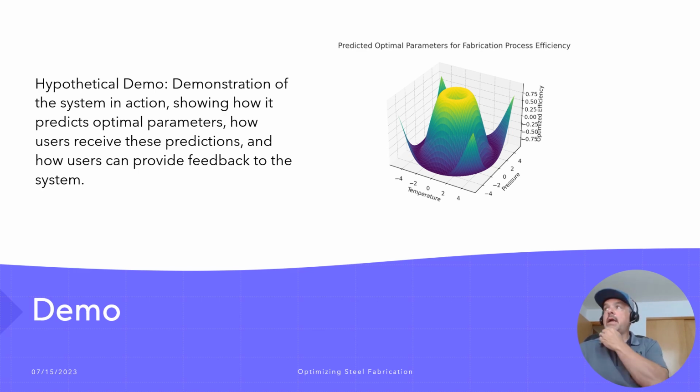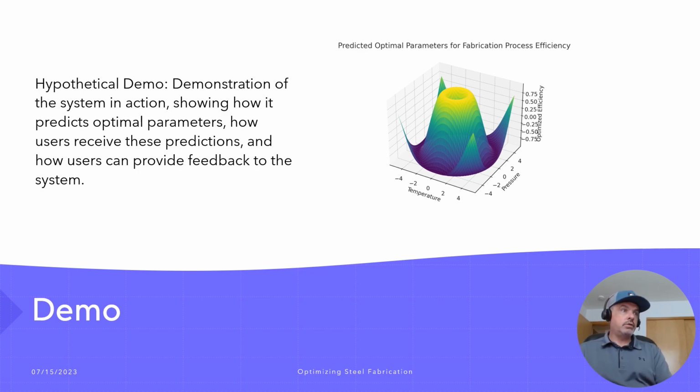This is a hypothetical demonstration of the system in action. Here you can see how the system predicts optimal parameters, represented by the peaks of the graph, based on temperature and pressure. Obviously, in our live system, we'll have many other factors for this prediction.